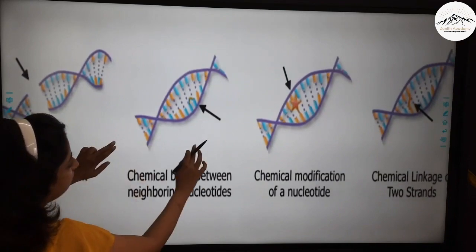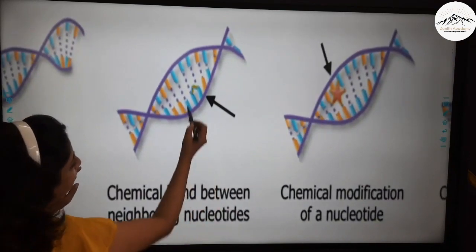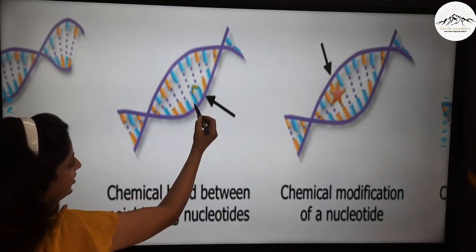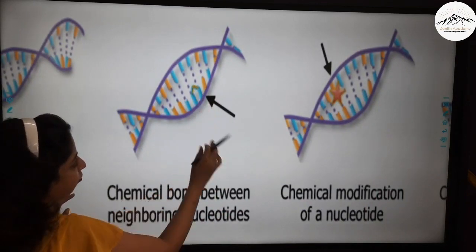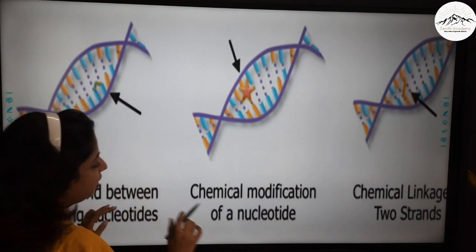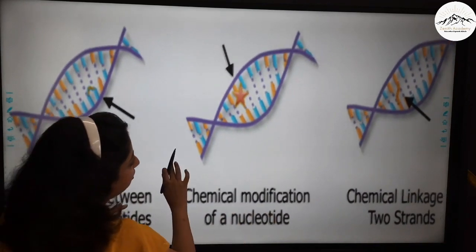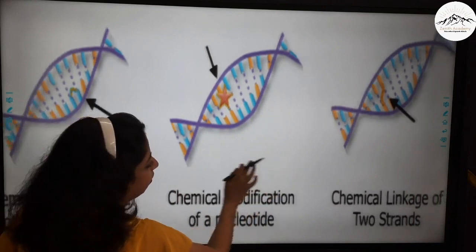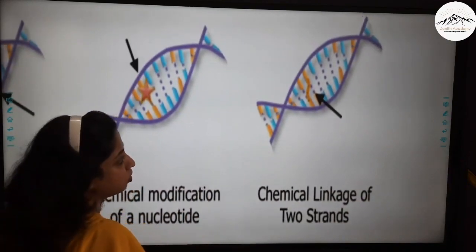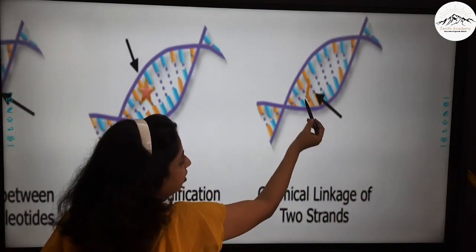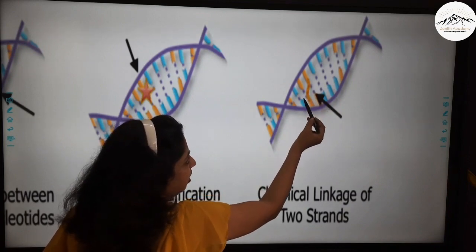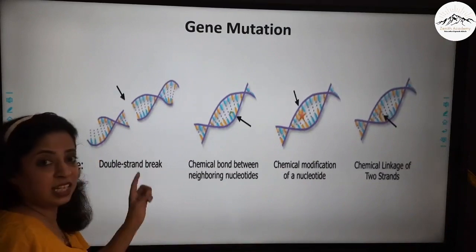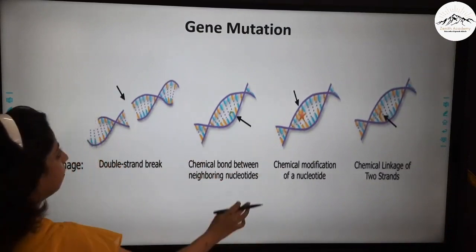Here you can see the chemical bond between the neighboring nucleotides. So if this is one nucleotide and this is another nucleotide, you can see the formation of a bond. Now here there is a chemical modification of the nucleotide, A, T, C, G. Now there is a chemical linkage of two strands. You can see this one strand and another strand here. So the chemical linkage occurs. Because of all of this, we can see mutation in genes.